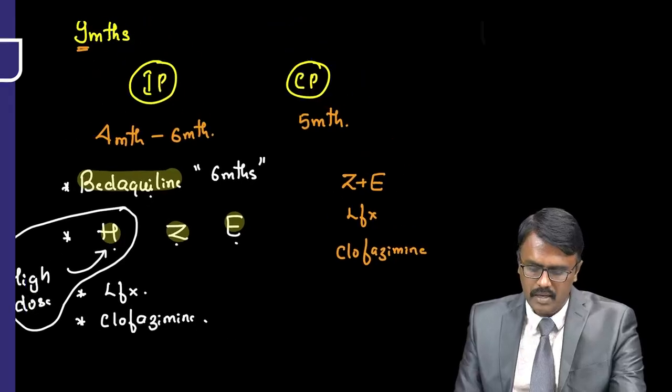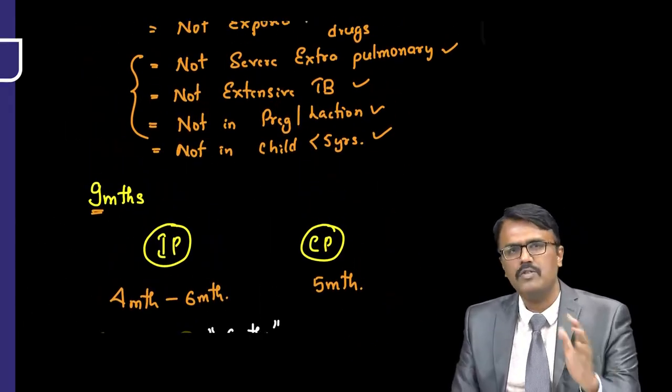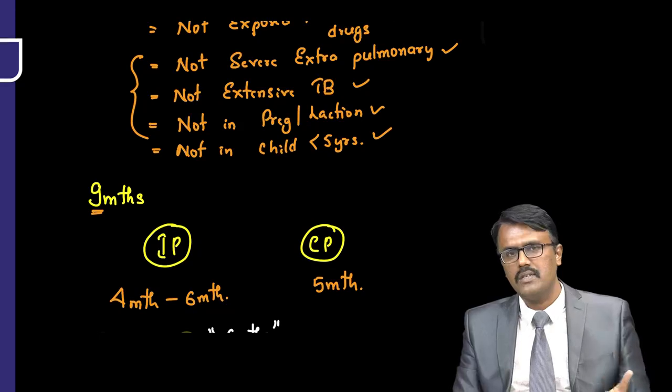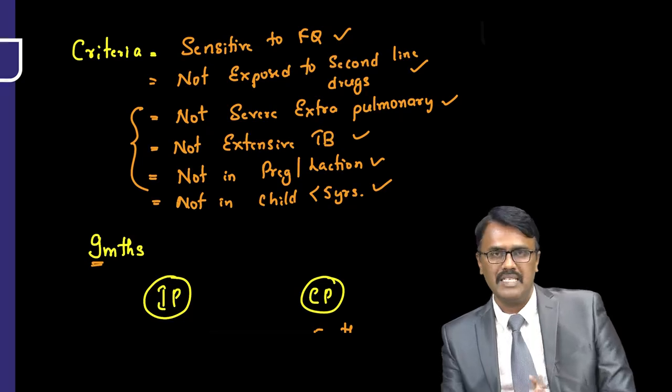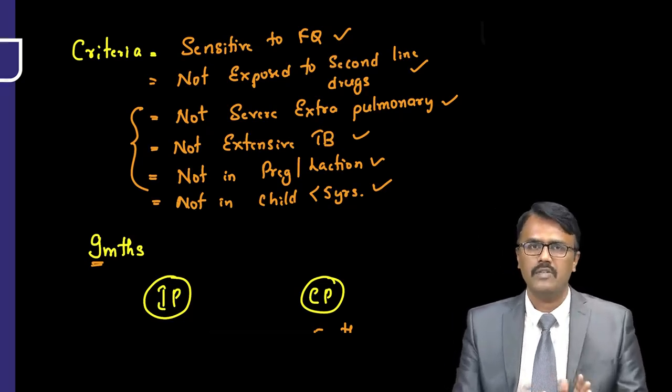So remember, the criteria is very, very important. It's not used for severe disease or extensive disease, not for pregnant women or children. You can use it only if the patient is still sensitive to fluoroquinolone and is not exposed to second-line drugs. If the patient has severe disease, pregnancy, and all those things, then we have to give a longer regimen. Okay, so we understood the drugs used in shorter regimen for MDR TB.